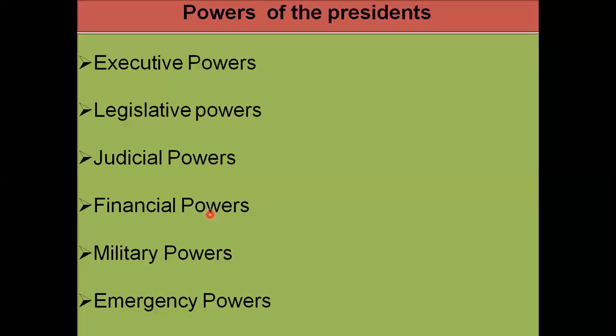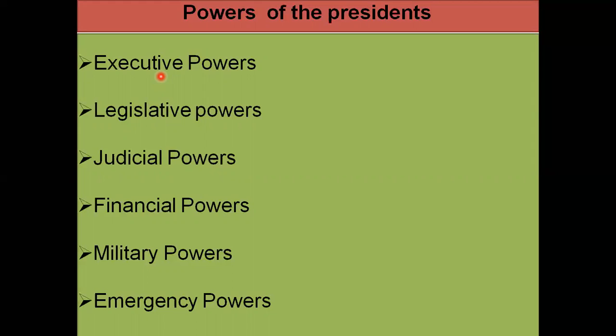Then, what are the powers and functions of the President of India? First point, the executive powers. All administrative activities are done in the name of the President of India. The Prime Minister is appointed by the President of India. Other cabinet ministers, central ministers, state ministers, and deputy ministers are also appointed by the President of India, and High Court and Supreme Court judges are also appointed by the President of India.